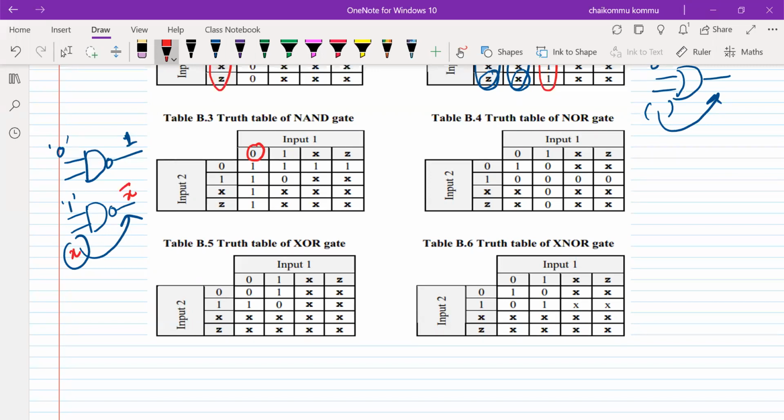If one input is equal to logic 1 and the other input is equal to logic 0, then the output will be the complement of the next one. For all other things, the values are unknown. Can you check this one?